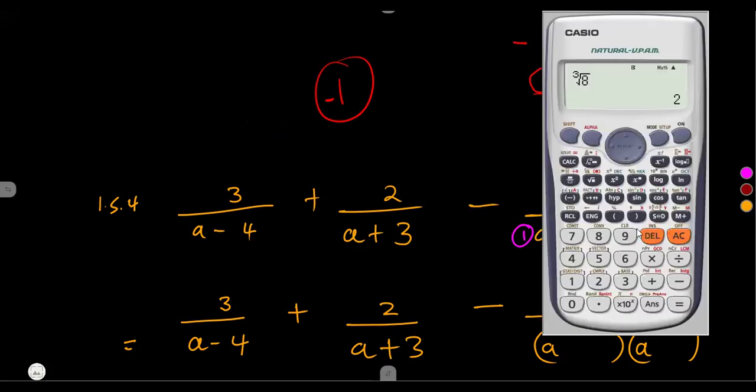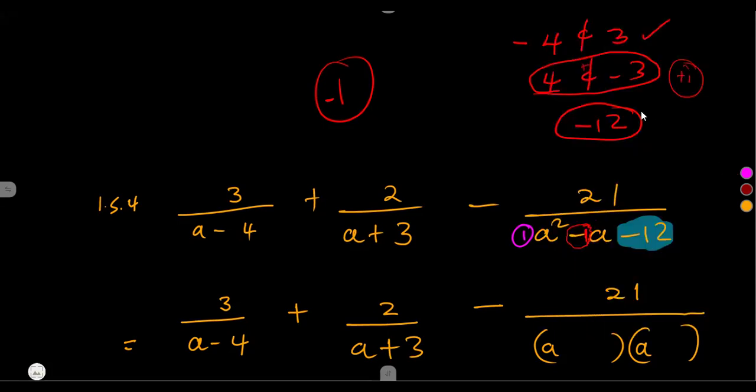Guys, your calculator is there. You can even use your calculator. 4 plus -3 like this will give you a +1, not a minus. The one that will give you a minus is the first one. So these are the ones that we need here: a -4 and a +3, like this.